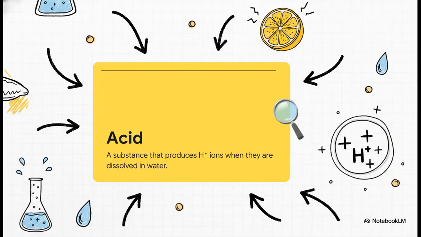So when you hear proton donor, what does that actually mean? Well, when an acid gets dissolved in water, it basically lets go of these positively charged hydrogen ions. And here's the cool part. A hydrogen ion is pretty much just a single proton. That's it. And that's what gives acids their classic properties, like that sour kick you get from a lemon.